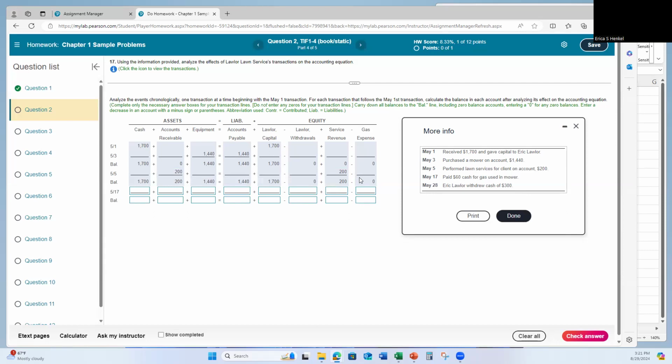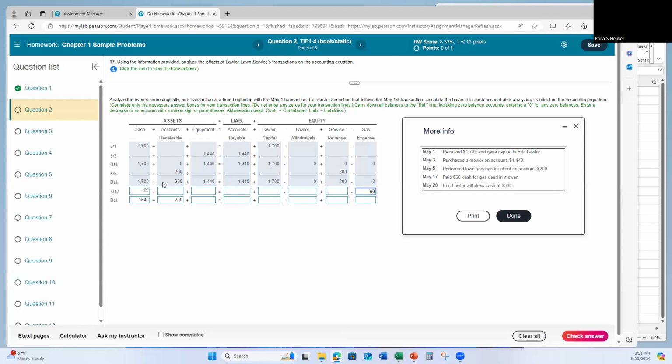Now we've got our next transaction, which is paying $60 in cash for gas that is used in the mower. All right, so we're paying cash, so we're going to have minus $60 there, which is 1,700 minus the 60, going to give us 1,640. And then here we've got nothing. We don't need to put anything on there, but we're going to carry these balances down again. Oh, we got to get our other side too. So we paid cash for gas, by the way. So the gas expense is going to be over here.